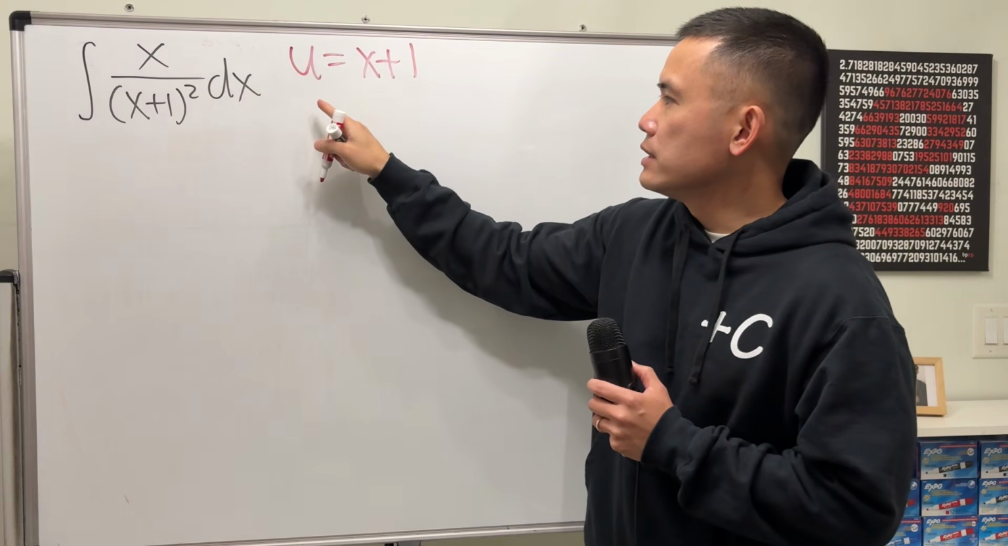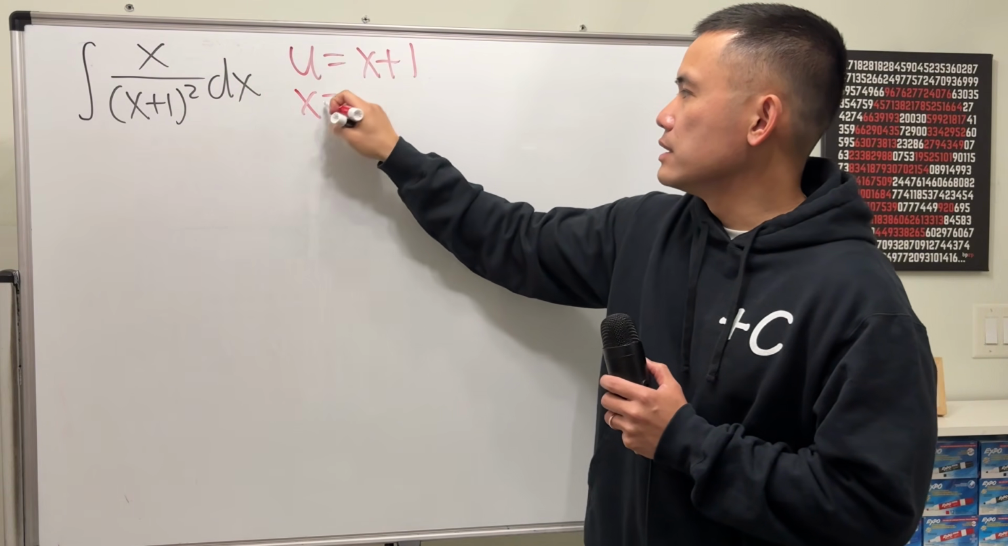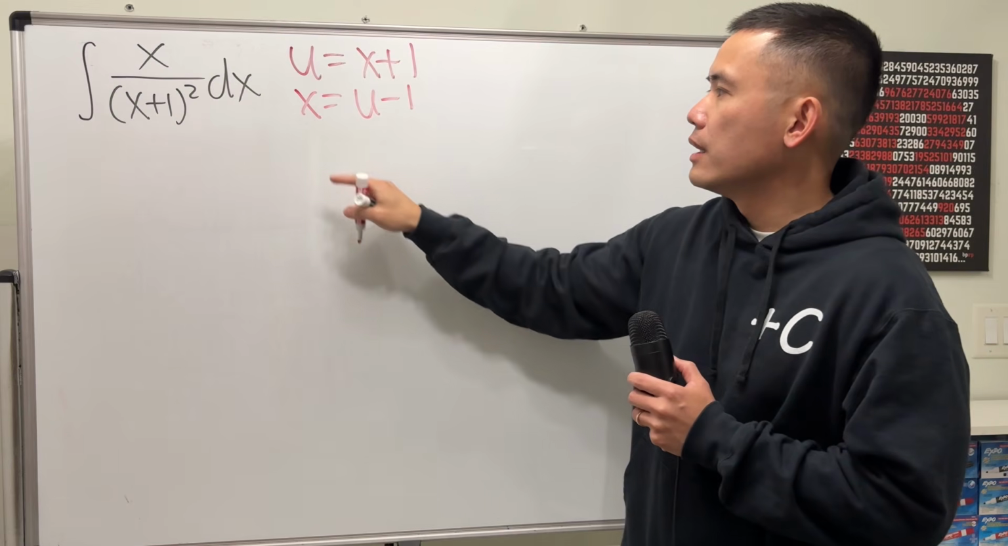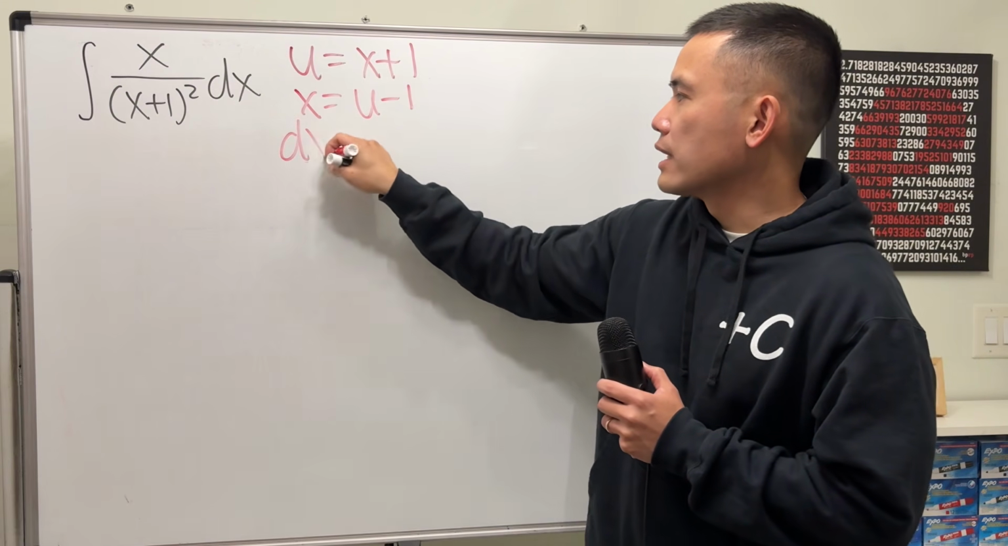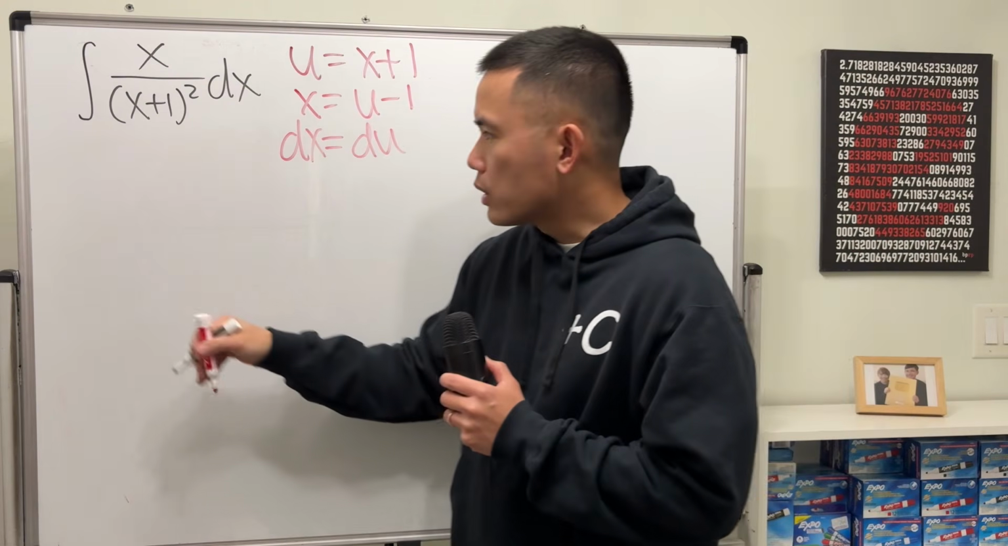And then real quick, you see that on the top we have the x, so we can subtract 1 from both sides. x is equal to u minus 1. And looking at this, differentiate both sides, we see dx is the same as du. Now we can go to the u world.